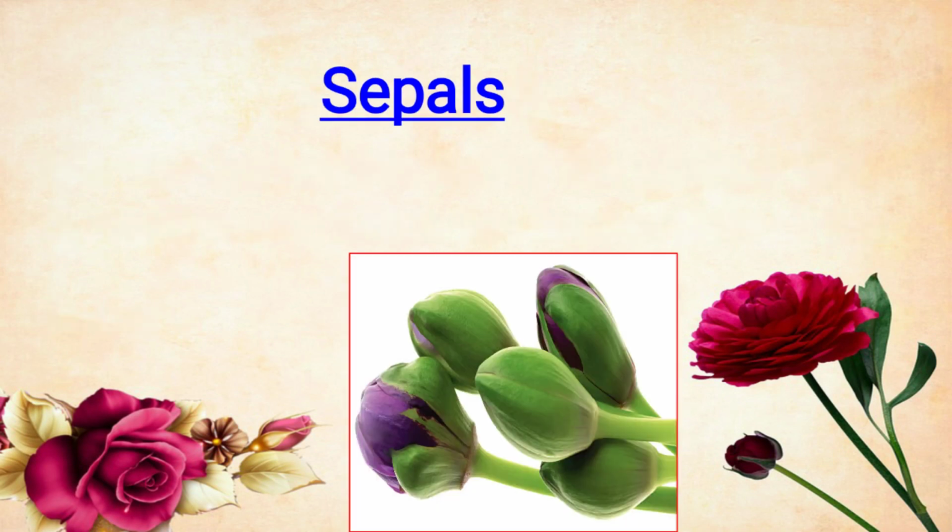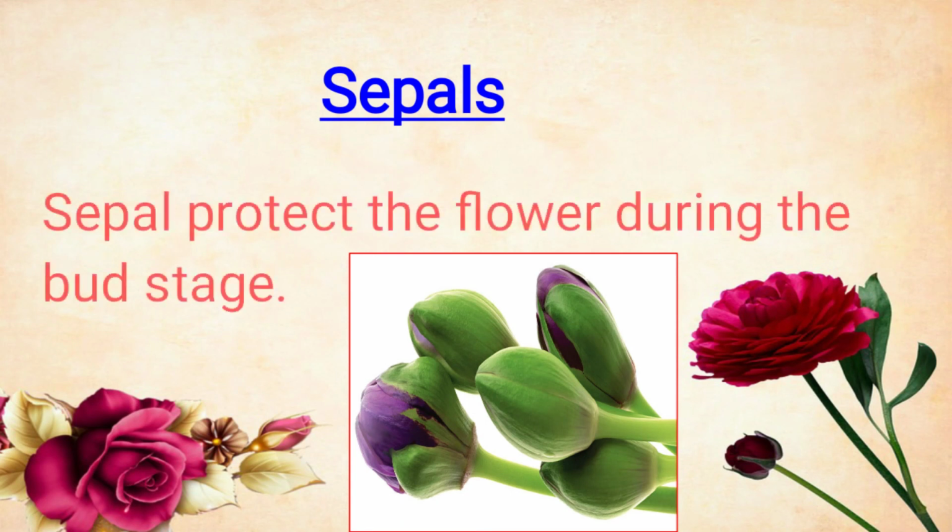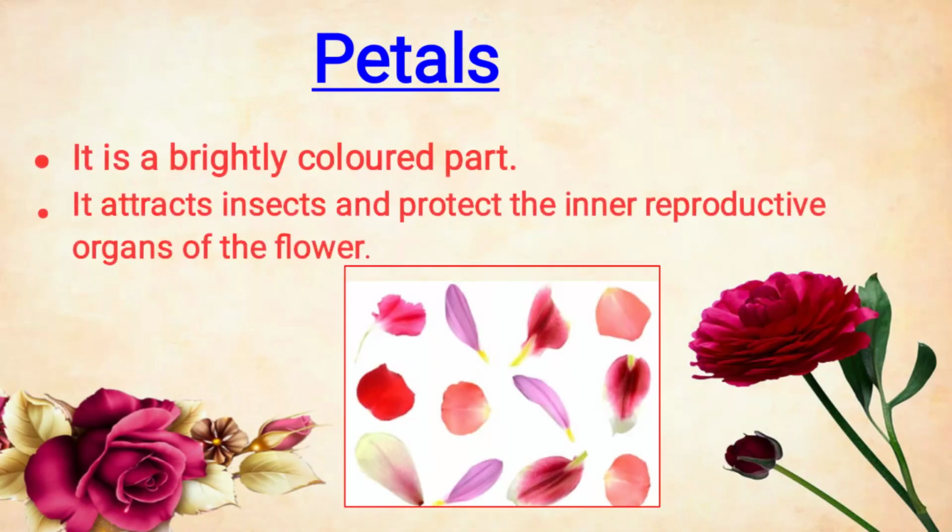Next is sepal. Sepal protects the flower during its bud stage, and sepals are green leaves. The buds are protected inside these green leaves. And next is petals. Petals are the brightly colored part. They attract insects and protect the inner reproductive organs. The inner reproductive organs, ovule and ovary, are protected by these petals.